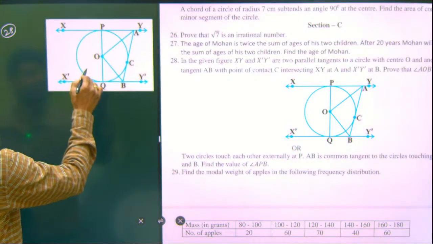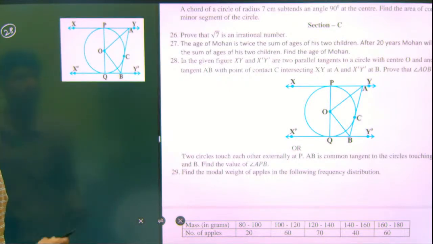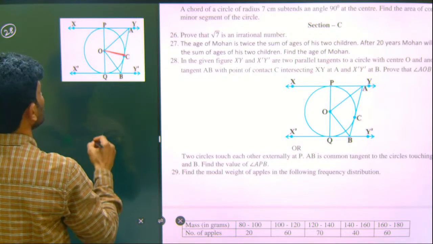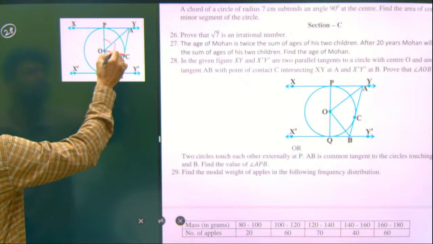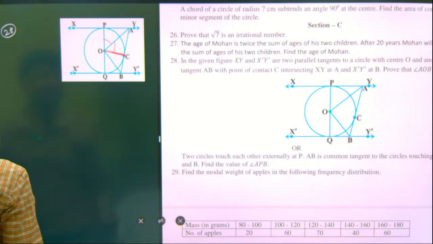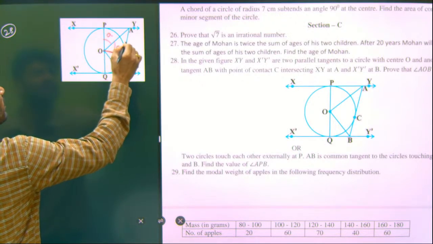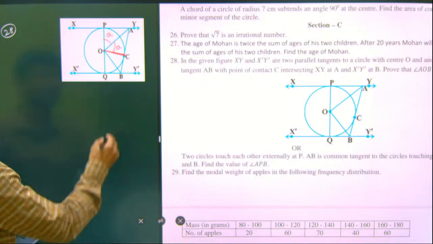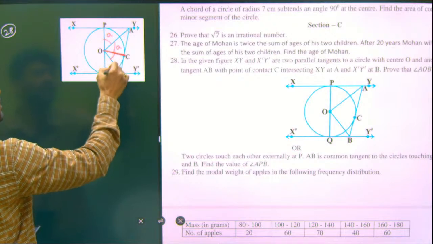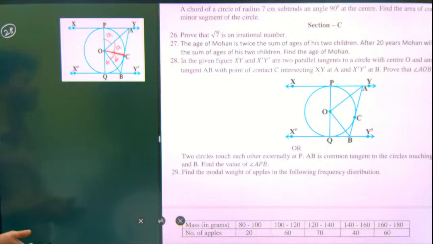So here what I said to do in this, I said to join OC. Once you join OC, these two angles are equal because OY is the bisector of angle POC. Then we take POY and YOC as A and A. Similarly, OB is the bisector of angle QOC. Then COB and QOB we will take as B and B. Then what happens? You have to write about it first.